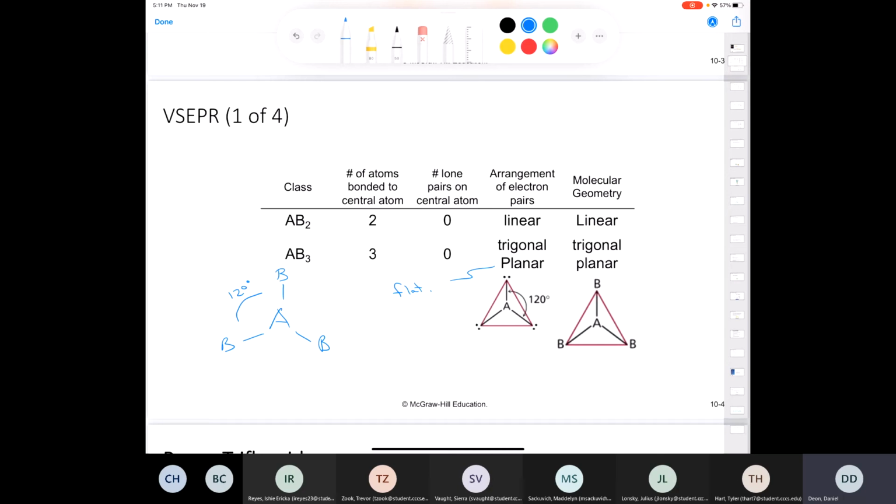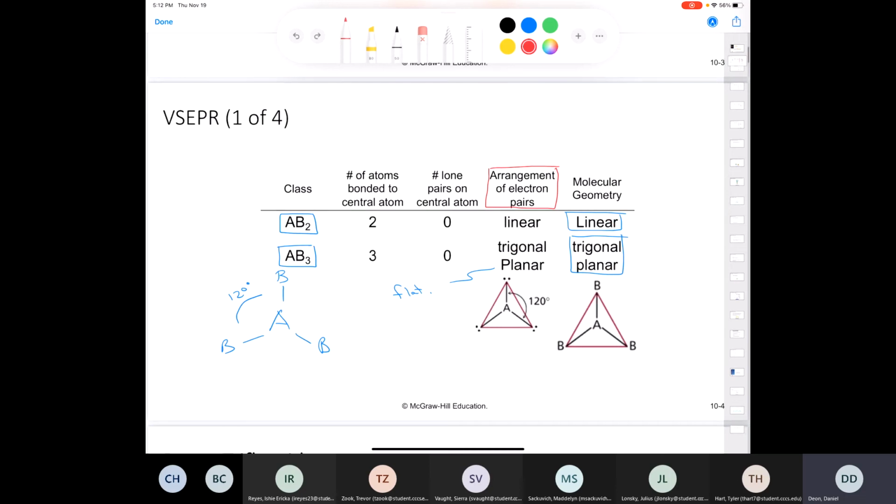All right, so now we've got two molecular geometries. A central atom surrounded by two atoms is going to adopt a linear molecular geometry. If we have three atoms surrounding a central atom, they're going to have the trigonal planar molecular geometry. Now, before we move on, I want to point out something really important here, where it says arrangement of electron pairs. They're the same, right? Linear and linear, trigonal planar and trigonal planar. But later on, we're going to see that there are differences between the arrangement of electron pairs and the molecular geometry.